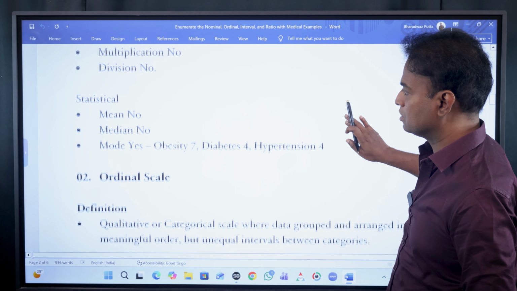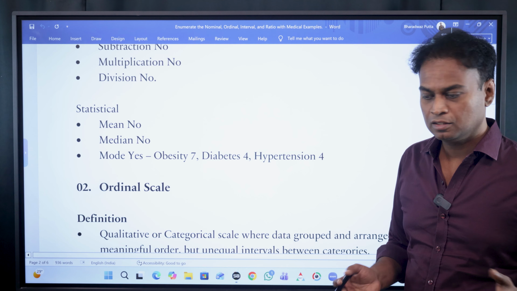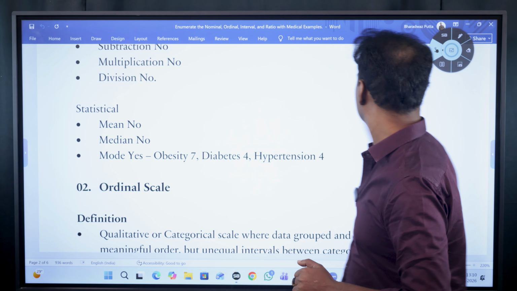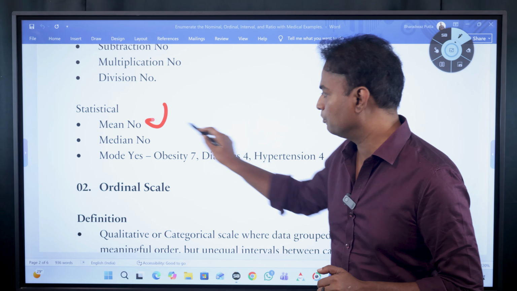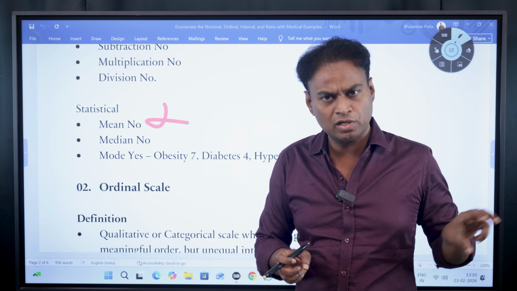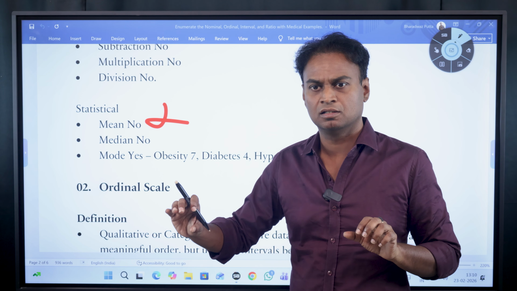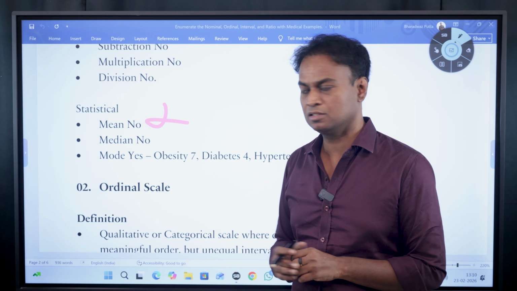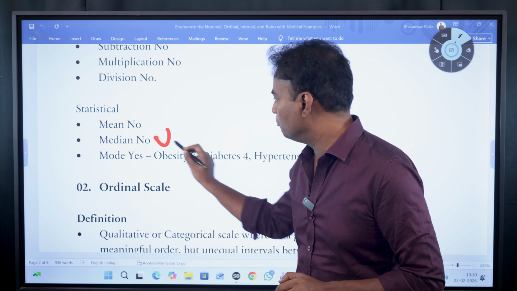Then we will go to statistical operations. Can you find the mean? Can you add all the patients and divide by the number of patients? No, that is not possible. So you cannot find the mean. Can you find the median? To find the middle number, first you have to arrange the data set in an order. Then you take the middle value. You cannot order these patients. That's the reason you cannot find the median as well.